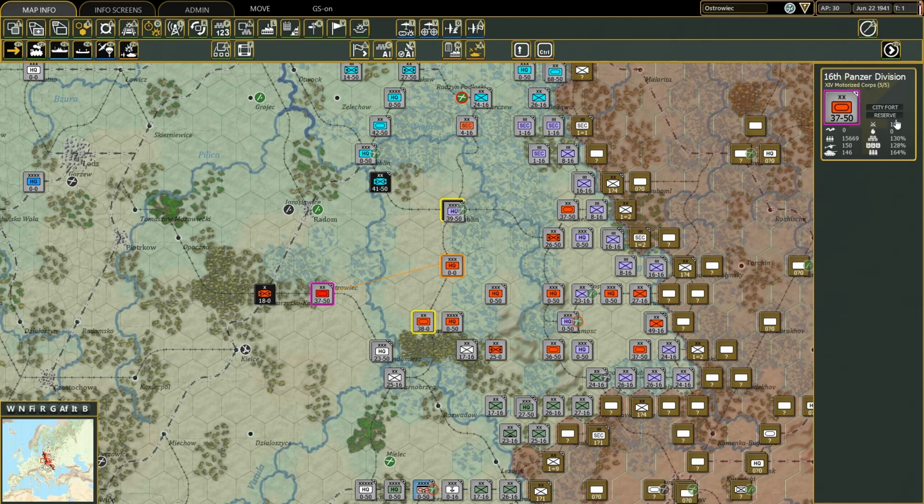The reserve status can be used if you want to keep a unit, let's say, in the second line of defense, but you want to use that unit in both offensive and defensive combats. The reserve status allows the unit to participate in any combat within, let's say, 5 hexes, in this case, corresponding to the range of the HQ.